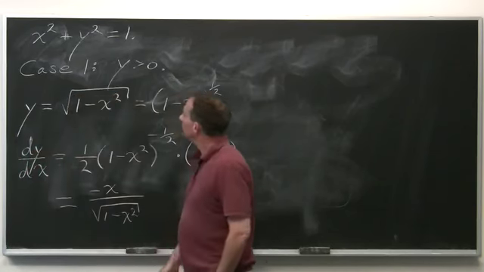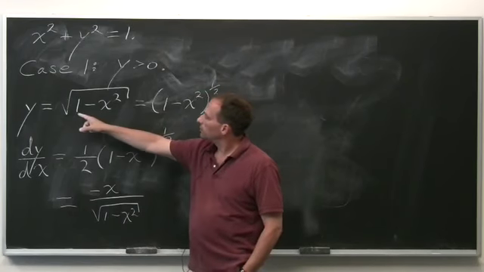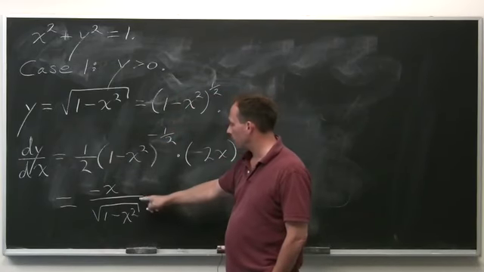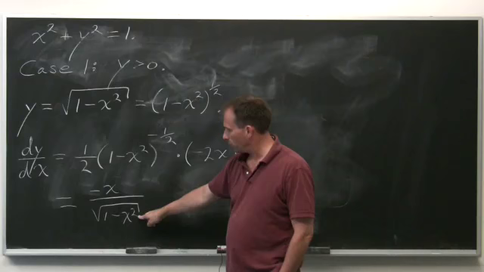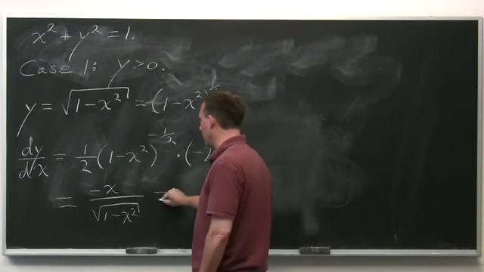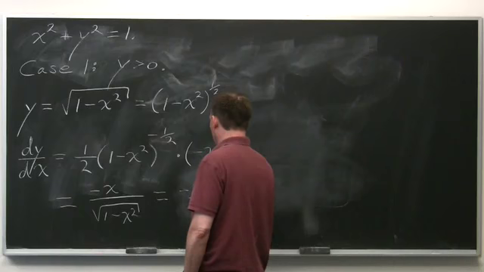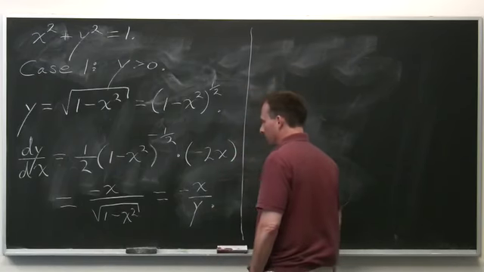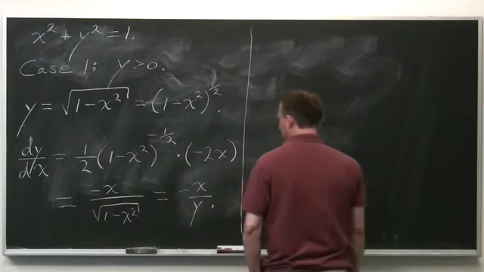What's nice is to rewrite this as, we start with y equals the square root of 1 minus x squared. We end up with the square root of 1 minus x squared in the denominator. So what you can write is that what you end up with is minus x over y, which is nice looking. It's a nice looking formula. It looks nicer than that.